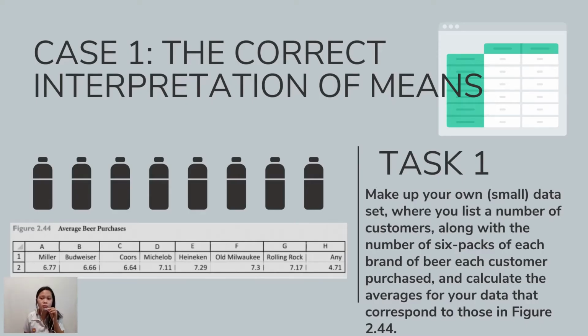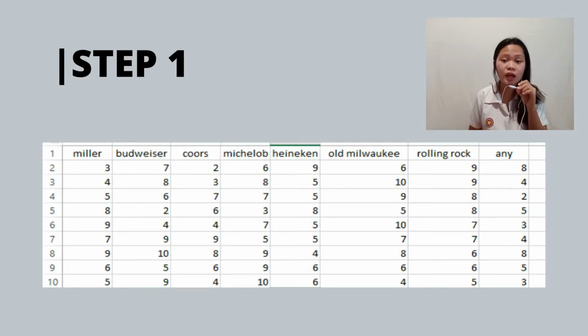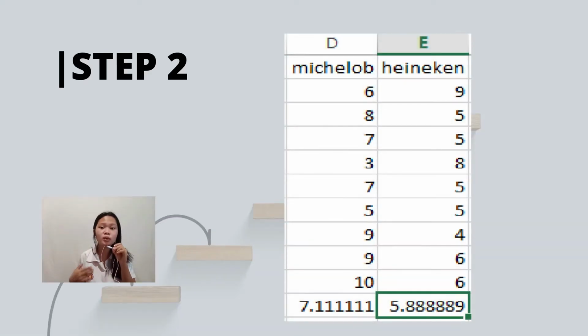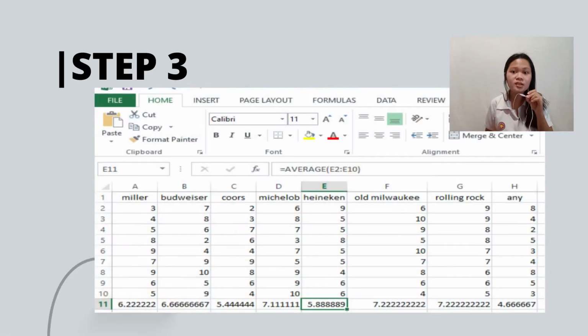So we are tasked to make a small data set where we list a number of customers along with the number of 6-packs of each brand of beer each customer purchased, and then calculate the averages of our data that correspond to those in figure 2.44. So first, we will enter the data set in the worksheet of Excel for each brand. So yun, maglalagay tayo ng data set para sa individual brands na presented sa figure 2.44. Pagkatapos nun, we take the average of the individual dataset of each brand by the formula average, and then eventually calculate the average of other beer brands, and that's it.